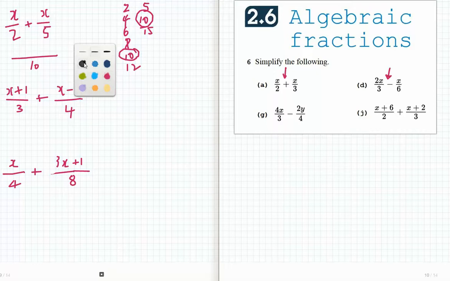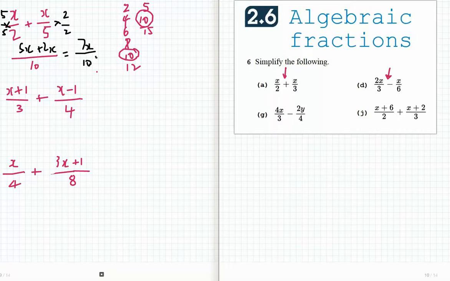What did we multiply 2 by to get 10? I multiplied it by 5 on x. Therefore 5 times x is 5x. What did I multiply 5 by to get 10? I multiplied it by 2. So I multiplied by 2 over 2 to give plus 2x. And that equals on the bottom 10 and on the top 5x plus 2x, 7x.